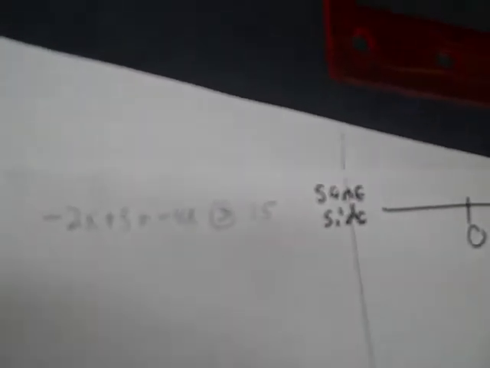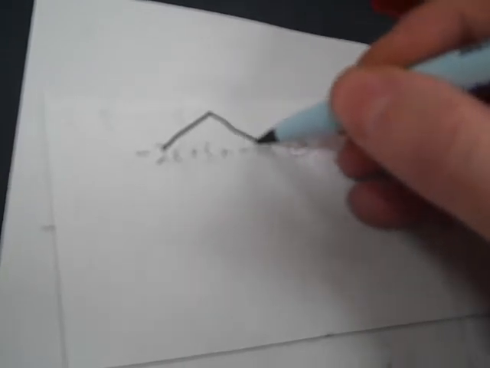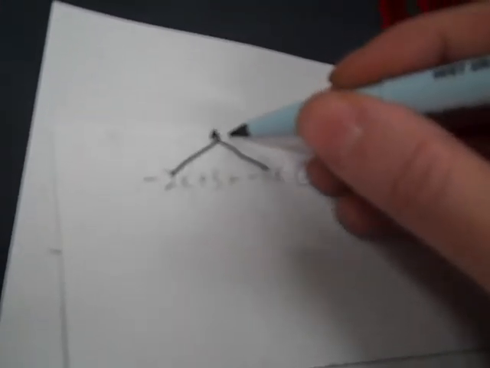Next problem. -2x plus 3 plus -4x is greater than 15. There are no parentheses, but we have two different x's. Okay. Here's my sign. They're on the same side. So if they're on the same side, I'm going to draw that triangle and write the word add. Okay. And add them.